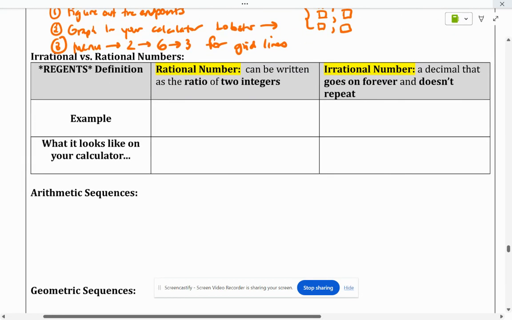Rational versus irrational. These are the definitions you must write on the Regents exam. They will not give you full credit for the answer if you do not write these. So what should you do with these? Just memorize them. Put them in your brain. A rational number can be written as the ratio of 2 integers. An irrational number is a decimal that goes on forever and doesn't repeat.